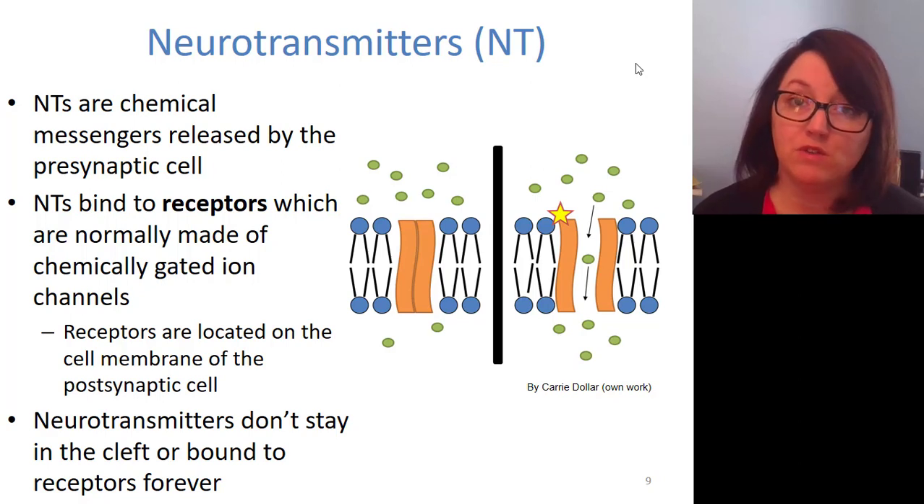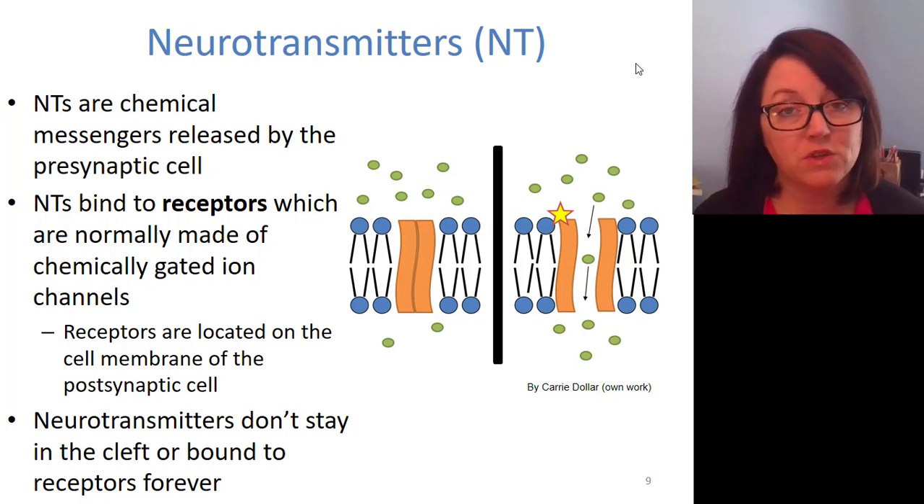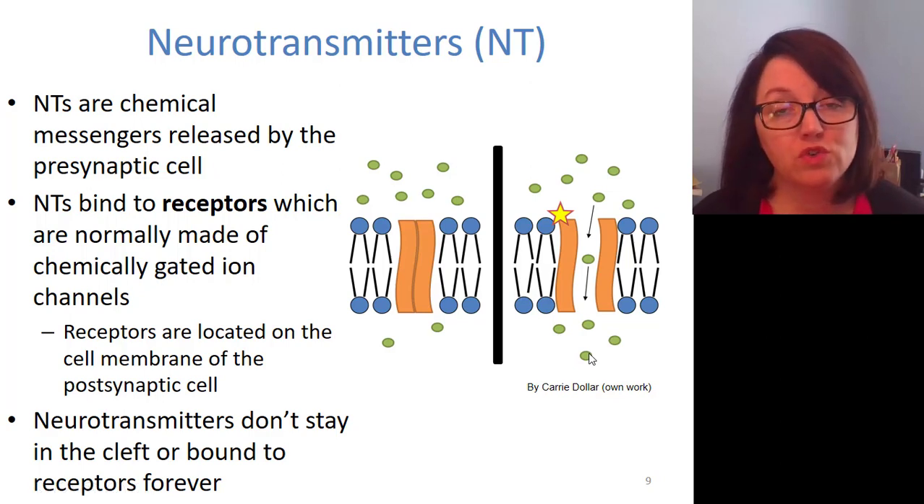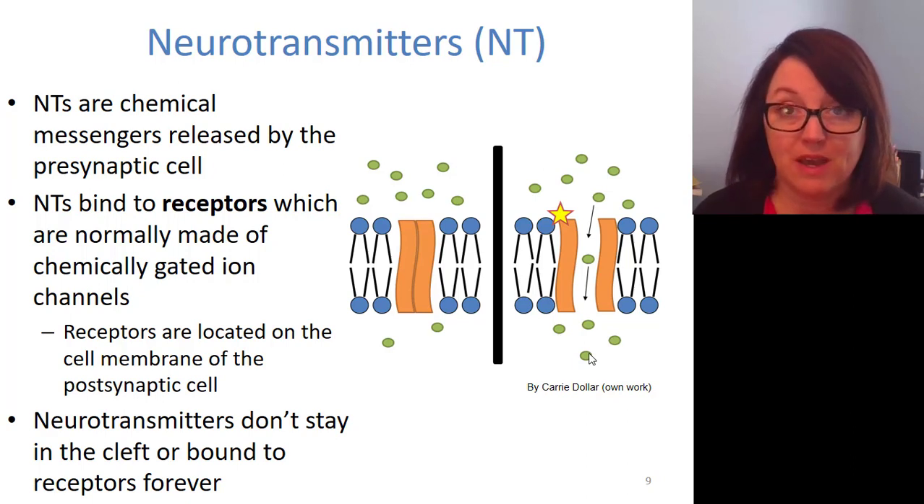The word before gate tells you what opens the gate, and the word before channel tells you what goes through the channel. So in this picture here, this is our chemically gated ion channel, also known as a receptor in this case. When it binds to a chemical, in this case the neurotransmitter, that causes the gate to open, and then ions can flow through the channel according to diffusion. They just follow their concentration gradient. These neurotransmitter receptors are embedded in the cell membrane of that postsynaptic cell.